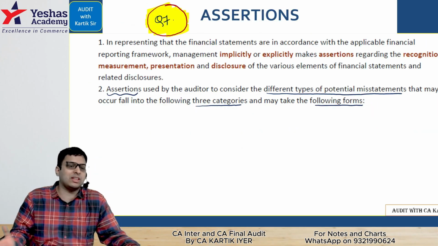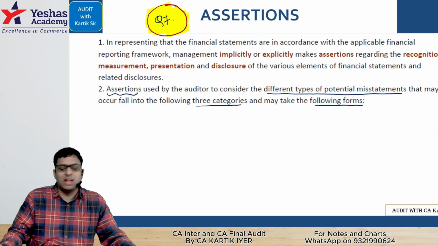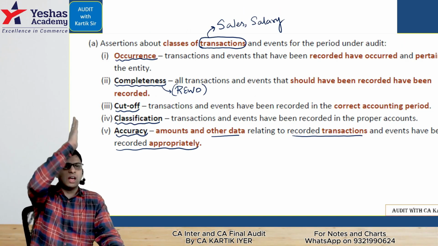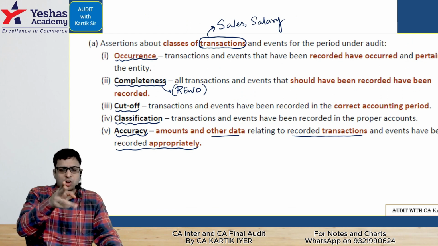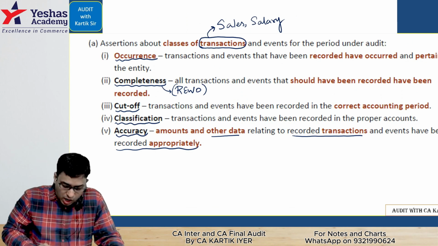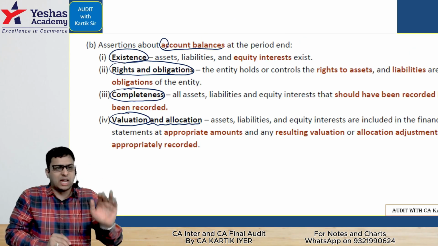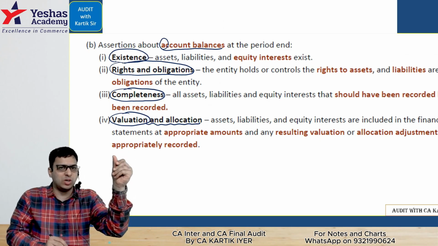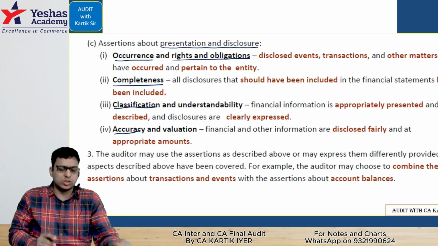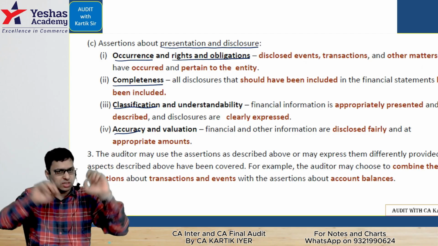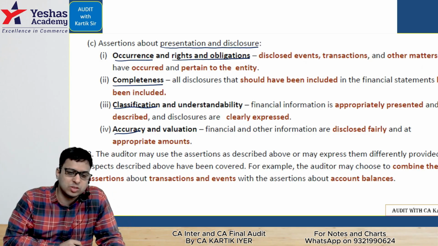Question number 7, let's start with our favorite one, assertions. Assertions about transactions, right hand action: occurrence, completeness, cutoff, classification, accuracy. What are the assertions about account balances? Existence, rights and obligations, completeness, valuation. What are the assertions about disclosure? Both hands, go for it: occurrence, completeness, classification, accuracy. Simplest area to crack, easy. This is question number 7 for us.